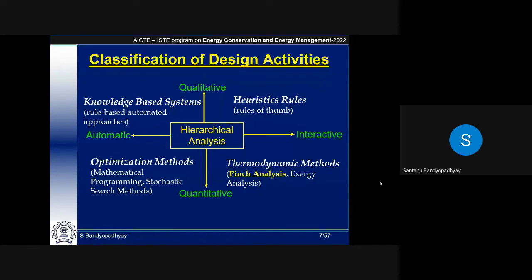Now, if we look at the methods in the third and fourth quadrants, we call them process integration and optimization approaches. I'll talk very briefly about these two approaches, the optimization method as well as the thermodynamic-based or conceptual methods. And then we'll look more at the pinch analysis perspective.